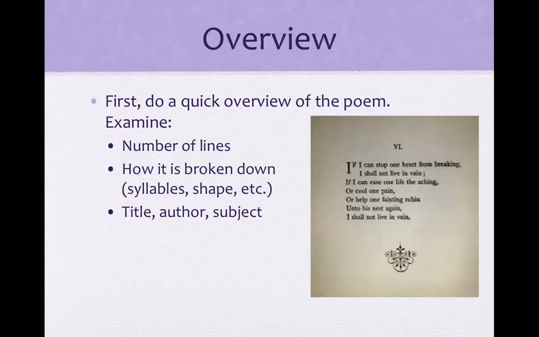So the first thing you want to do when you get a poem is a quick overview. You want to look at things like the number of lines, how it's broken down, is it in a particular shape, are there a certain number of syllables, lines, and then you want to look at things like the title, author, and general subject.